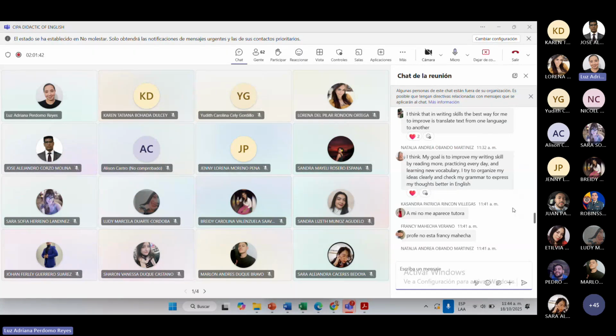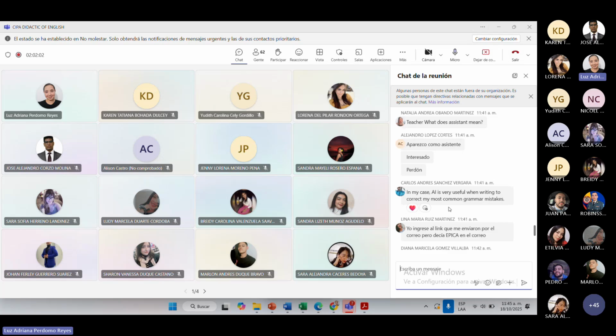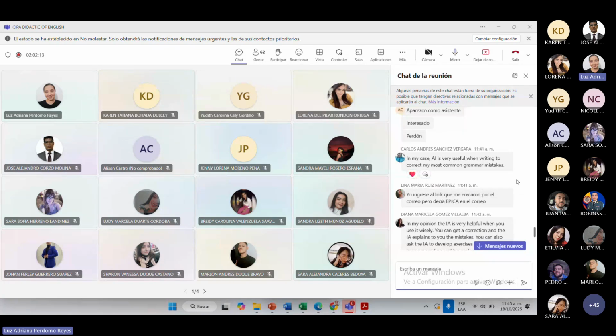I think my goal is to improve my writing skill by reading more, practicing every day, and learning new vocabulary. I try to organize my ideas clearly and check my grammar to express my thoughts better in English. In my case, it's very useful when writing to correct my most common grammar mistakes. Carlos, I agree because I use this sometimes. I use Grammarly.